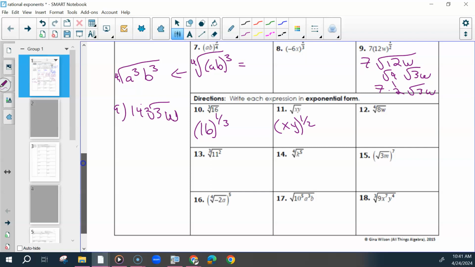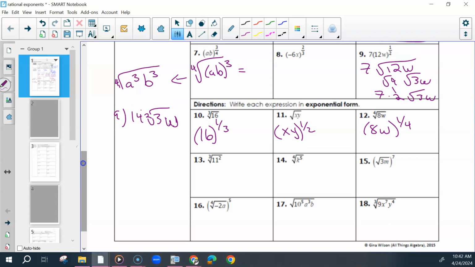Number 12. 8w to the power of 1/4, but 8w is in parentheses. If I could simplify 8 to the 1/4, I would do that, but in this case I can't. We'll do some more when we come back.